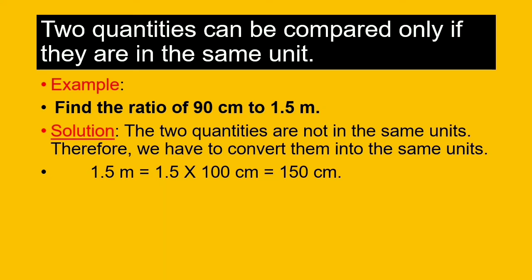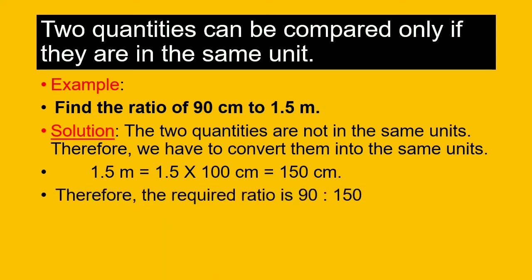Therefore, the required ratio is 90:150. But 90:150 is not in the simplest form. So we will convert 90:150 into simplest form.